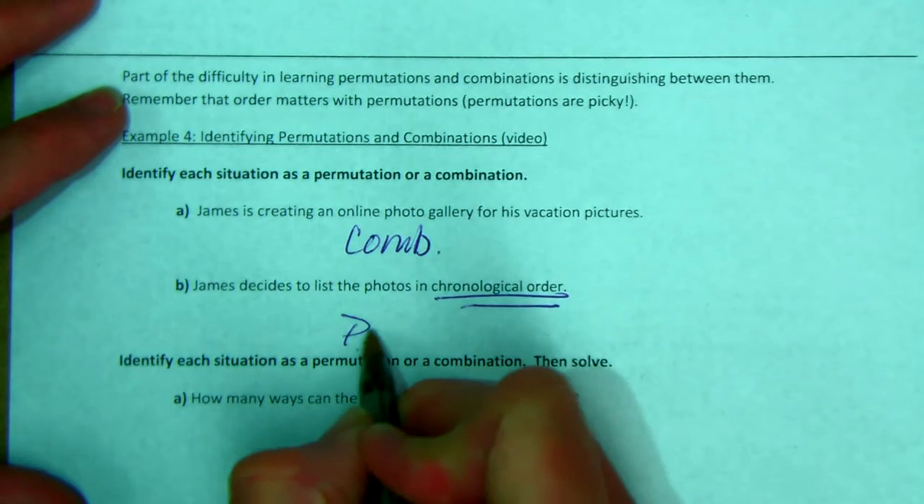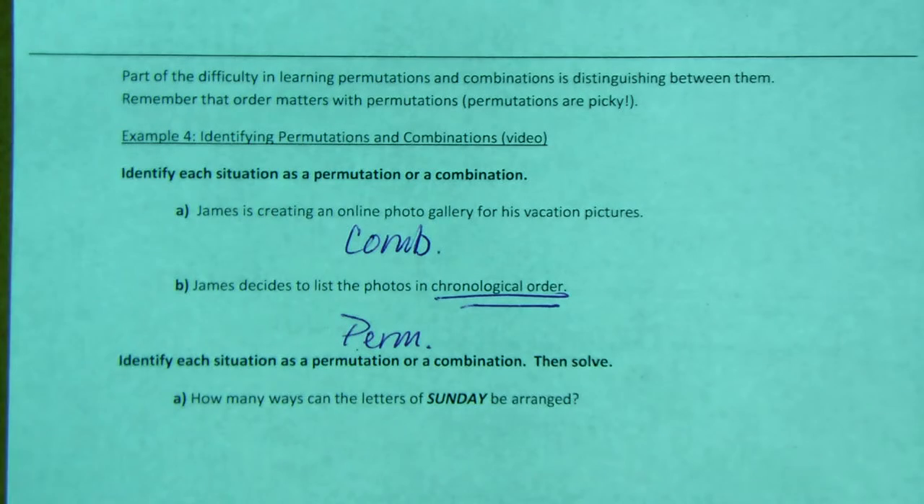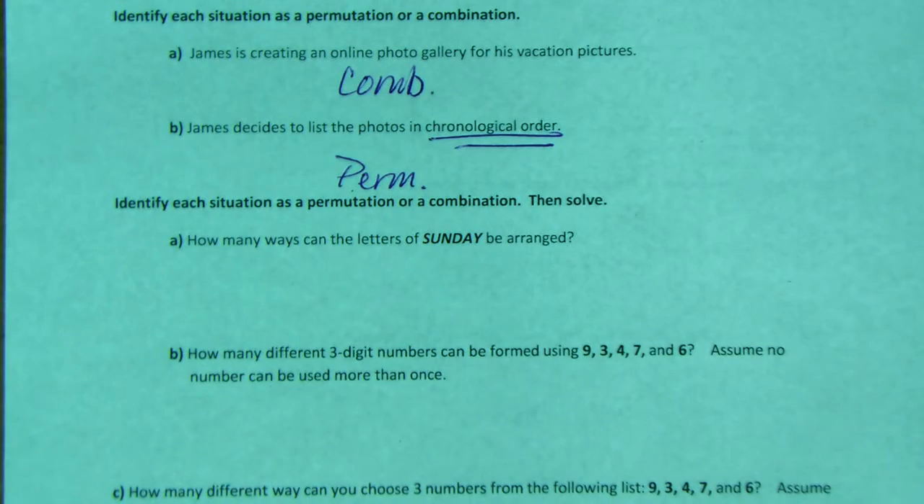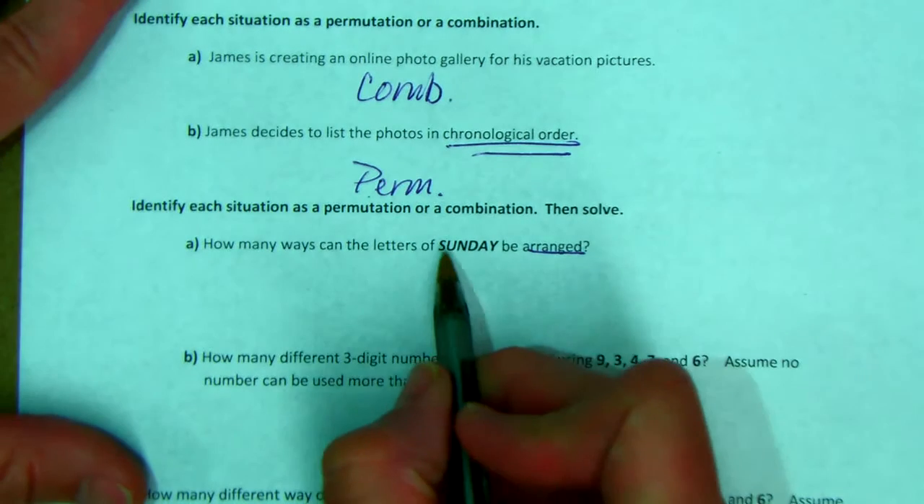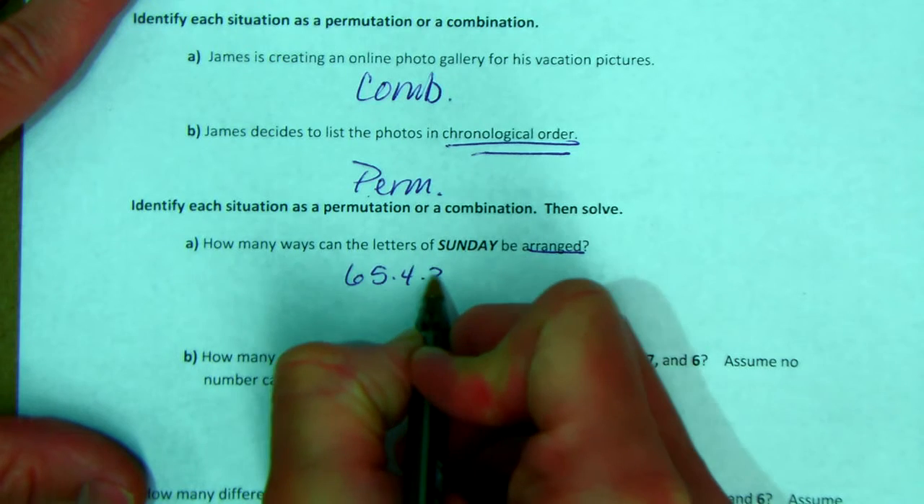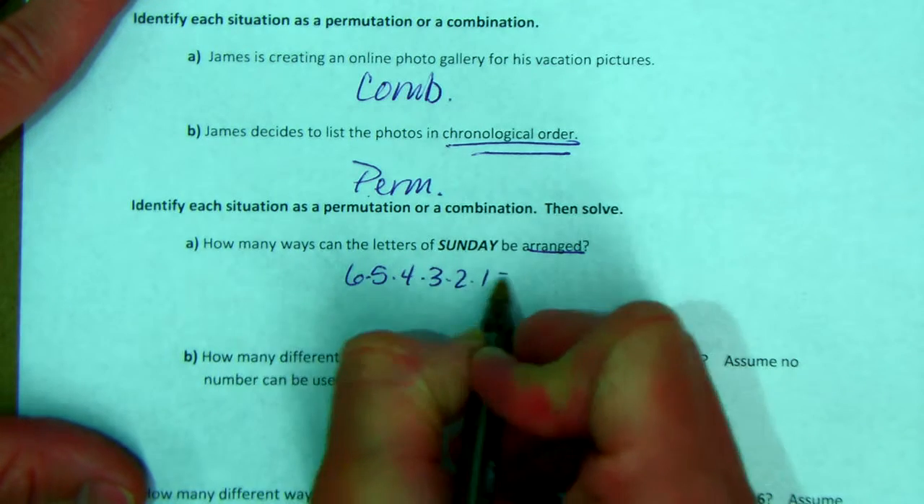How many ways can the letters of Sunday be arranged? Arranged, right there it is. 1, 2, 3, 4, 5, 6. So 6, 5, 4, 3, 2, 1. And our answer is 720.